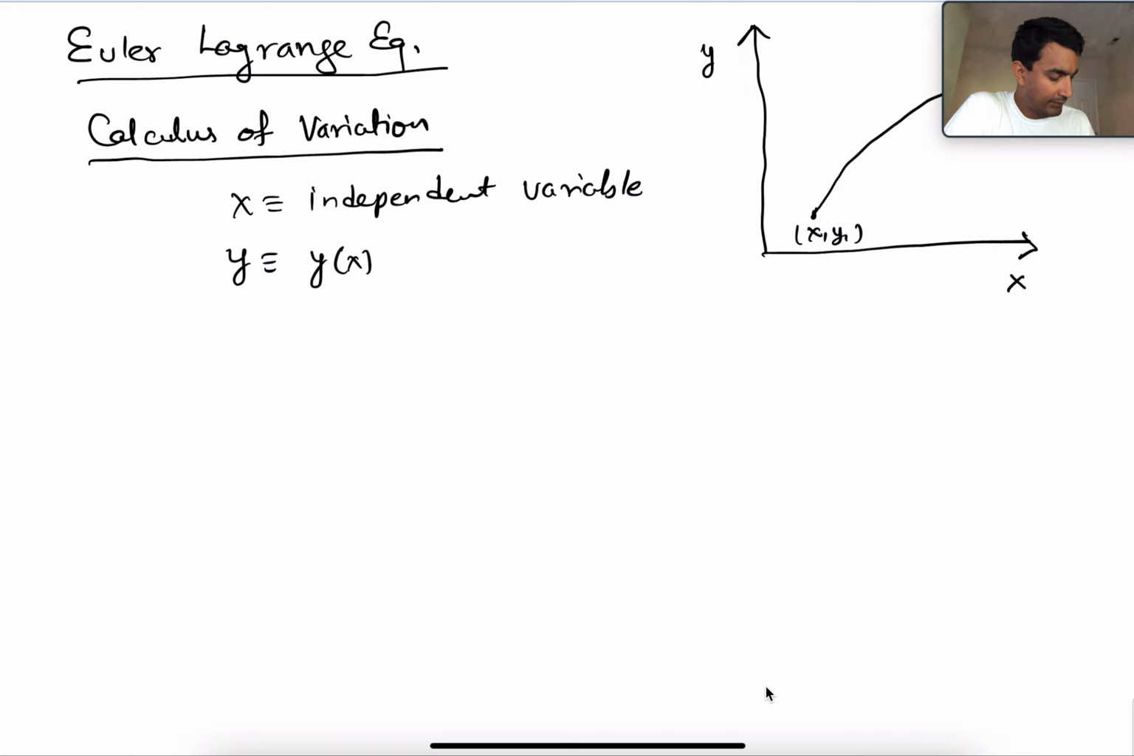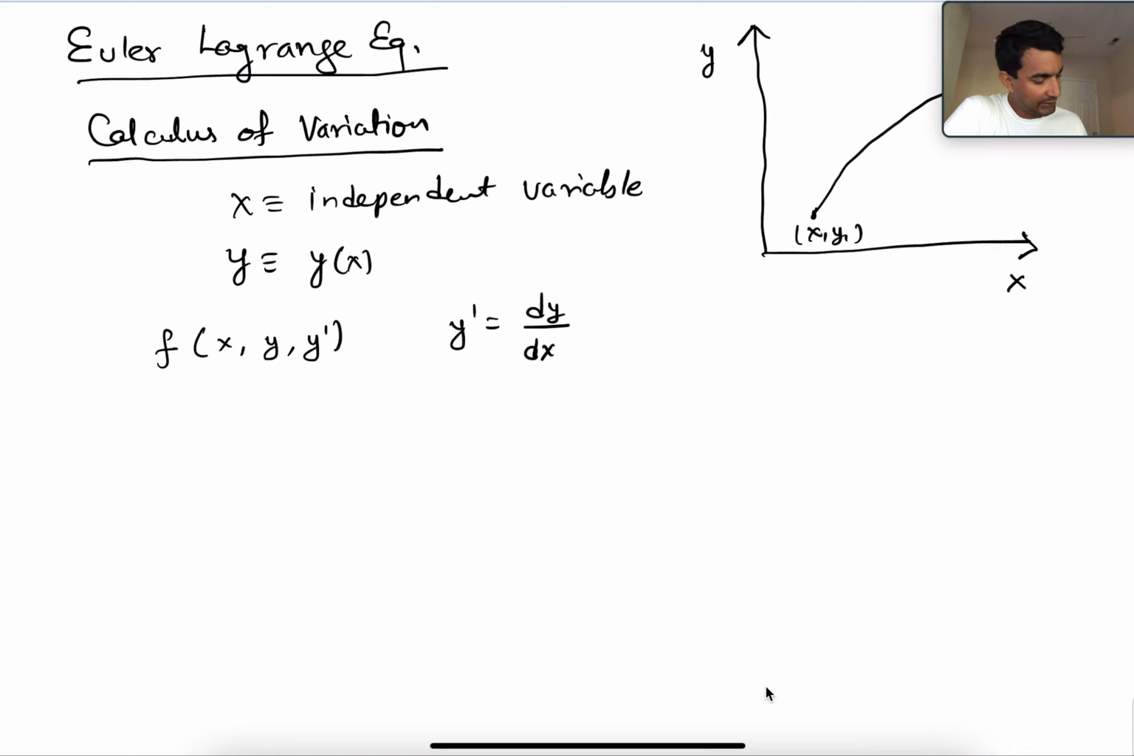Let's say that there is a function f which is a function of x, y and y prime, where y prime is simply dy by dx. So there is a function, and that function depends on x, the independent variable, y, the dependent variable, and y prime, which is the derivative of y with respect to x.